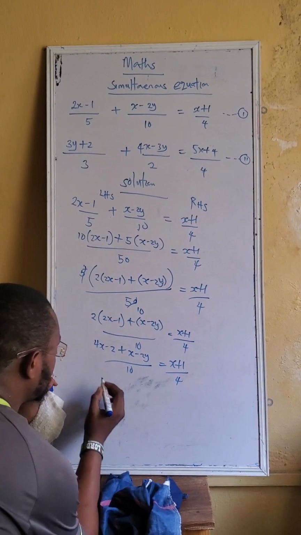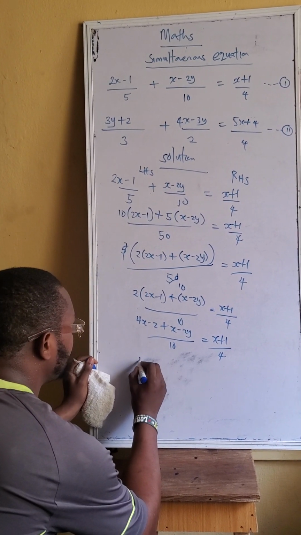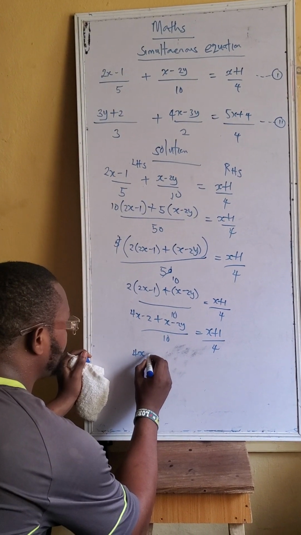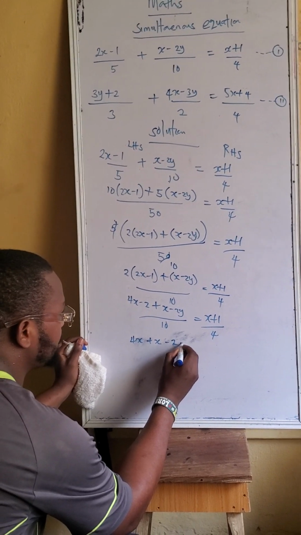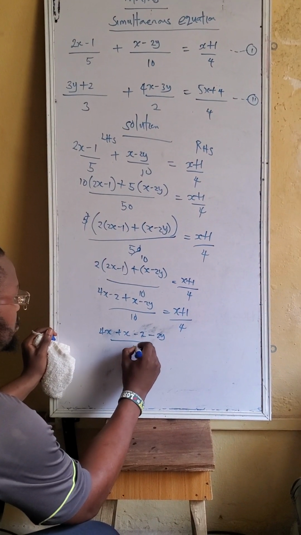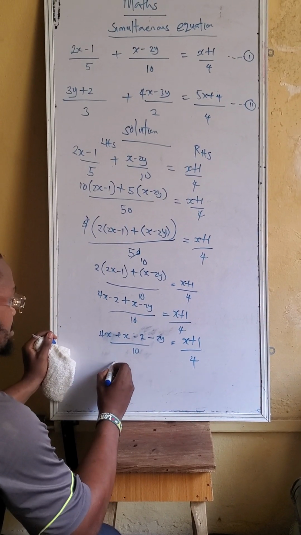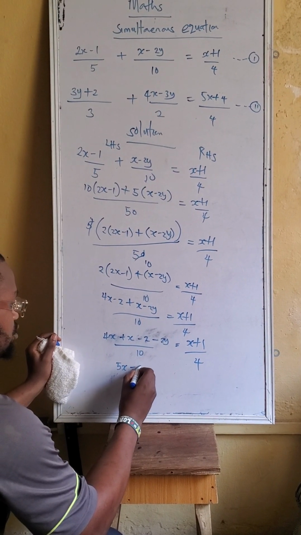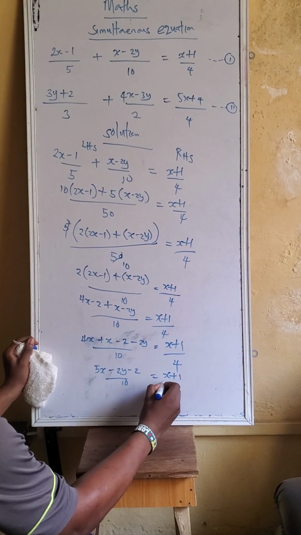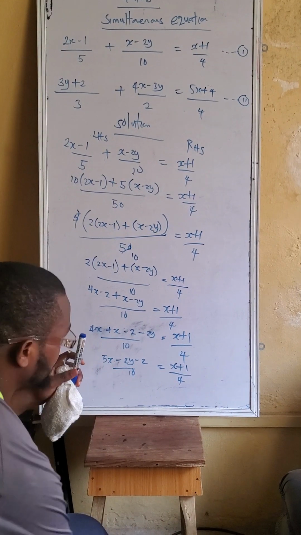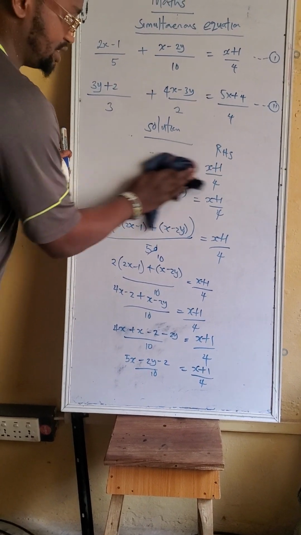Now, you can say 4x plus x minus 2, minus 2y over 10 equals what? x plus 1 divided by 4. Then we can say 5x minus 2y minus 2 over 10 equals what? x plus 1 over 4. Now let's quickly erase the board so we can get to where we are going.